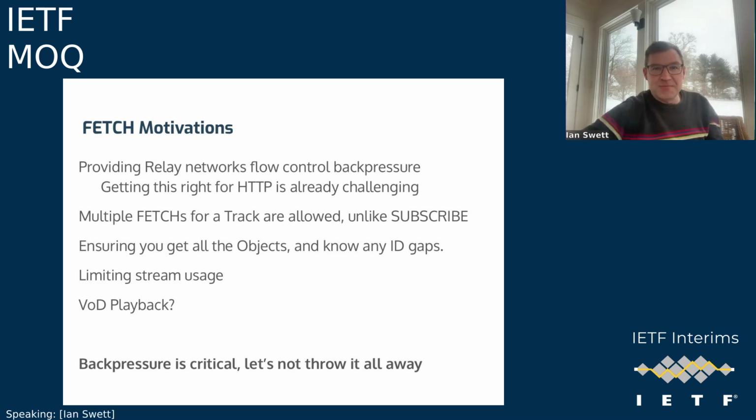So I'm going back to some motivations for fetch. One key one is providing relay networks an easy way to do flow control. Getting this right for HTTP has already been fairly challenging, so it's a known issue. We allow multiple fetches today. We do not allow multiple subscribes. It's nice to have a way to ensure you get all the objects and you know about any object ID gaps, if there are any.